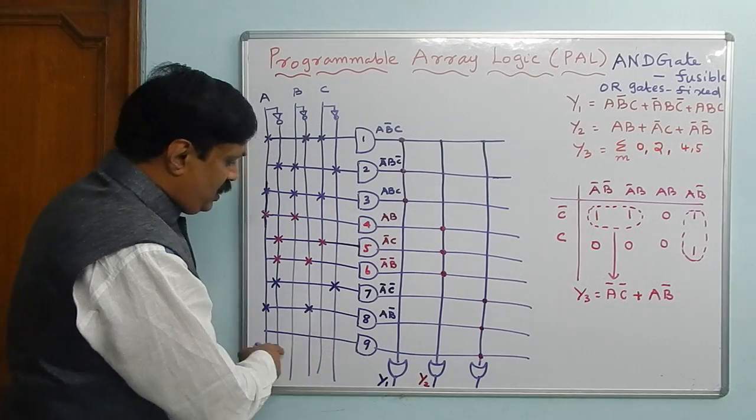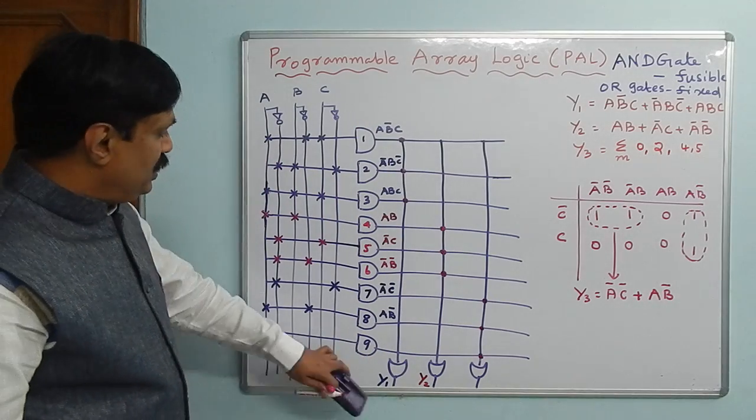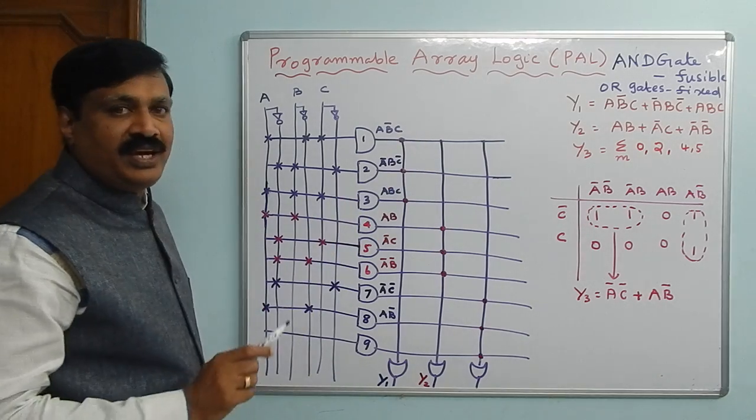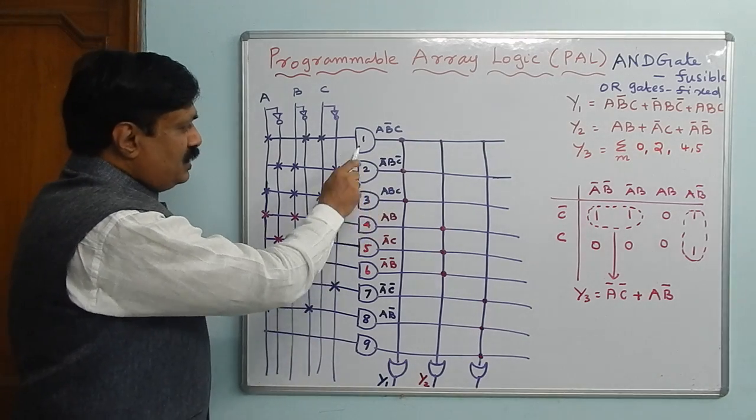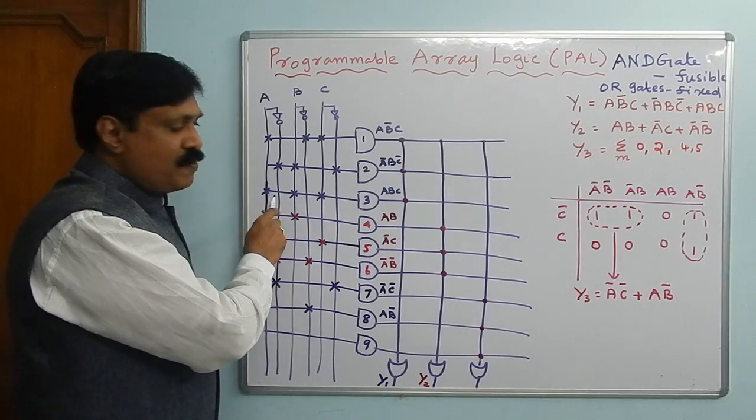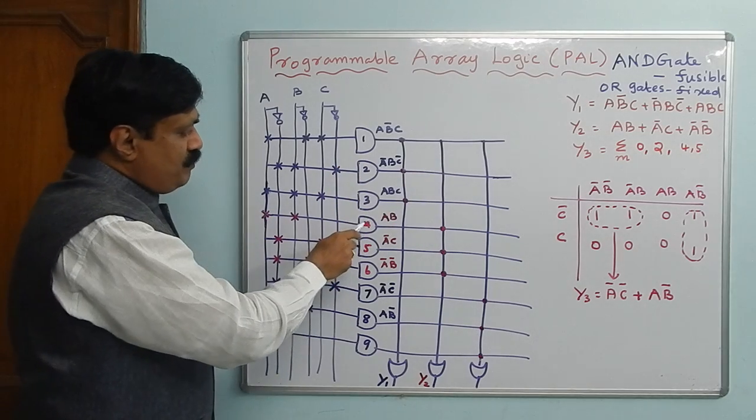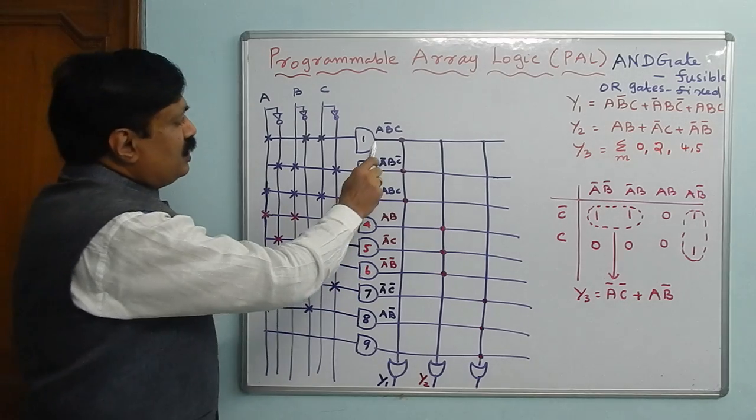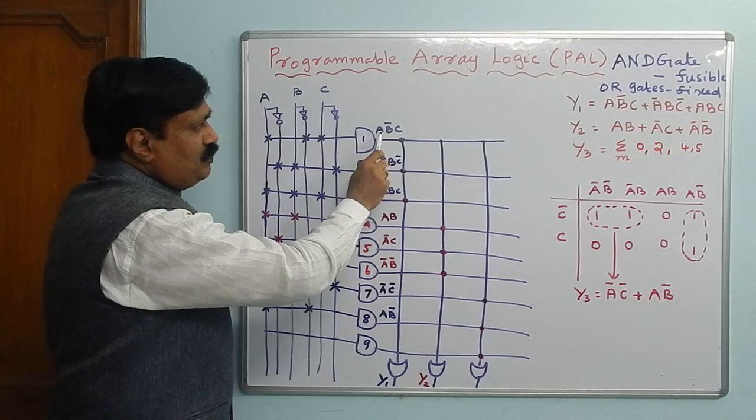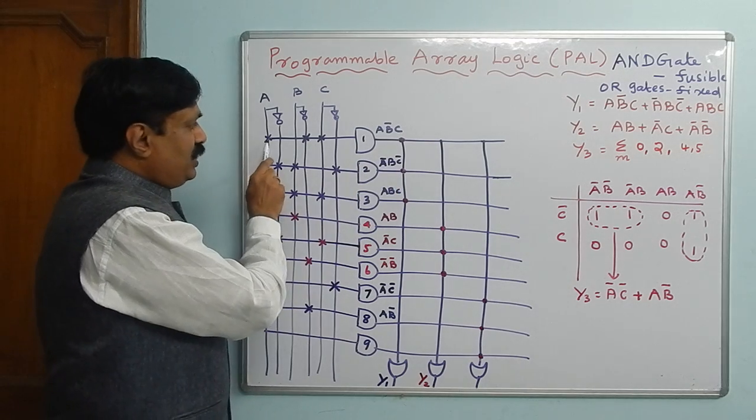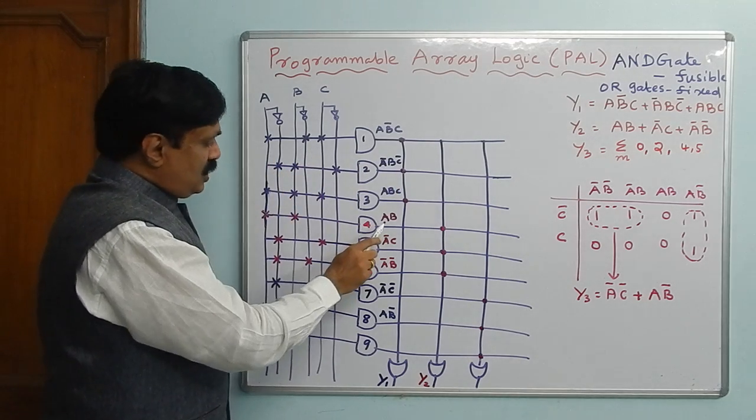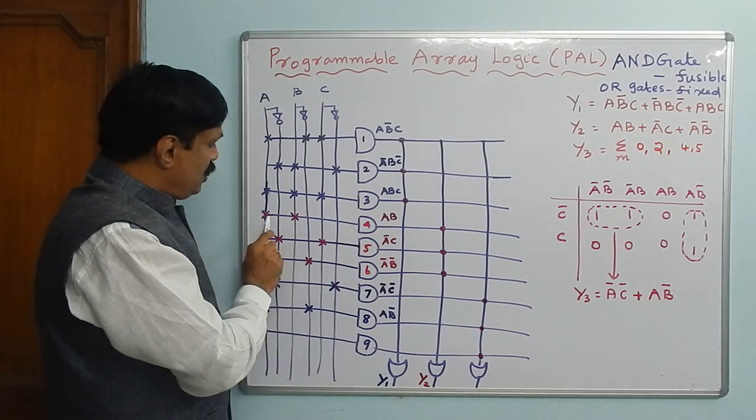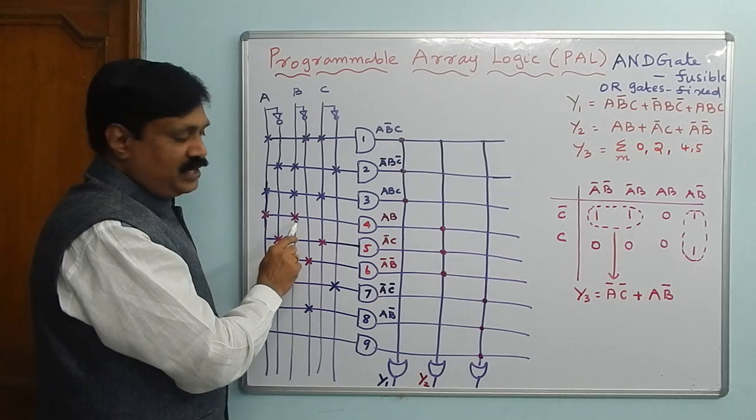Therefore, the third AND gate is not connected anywhere. Understand? Here in the first equation, we had three terms and three AND gates are utilized. For the second equation Y2, three terms are there. And see the difference here. Here, in a min term, three variables are there, therefore I have connected three variables. Here, see, only two variables are there in this product. Therefore, two variables are connected.